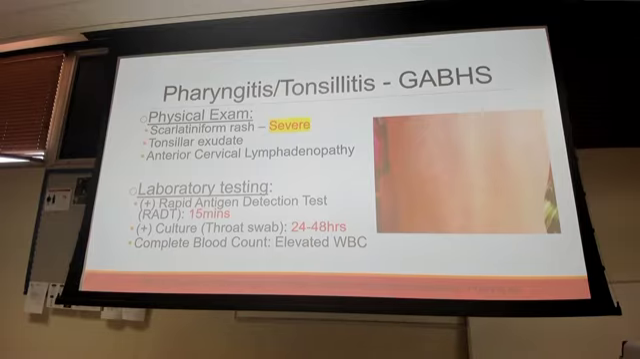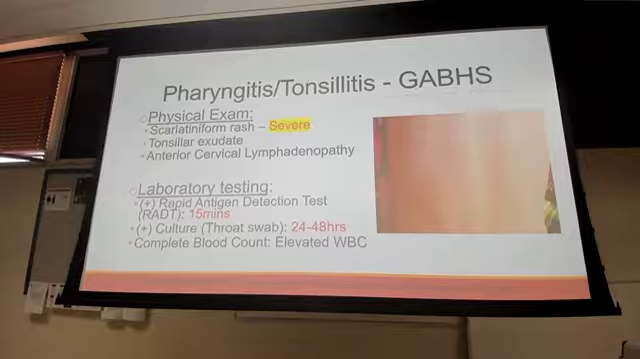Going into our physical exam, so that scarlatiniform rash, it's kind of described as a sandpaper rash. It may have that petechial color, that redness, again, that tonsillar exudate or that anterior cervical lymphadenopathy. These are the physical exam findings we will see on a patient that has group A beta hemolytic strep.